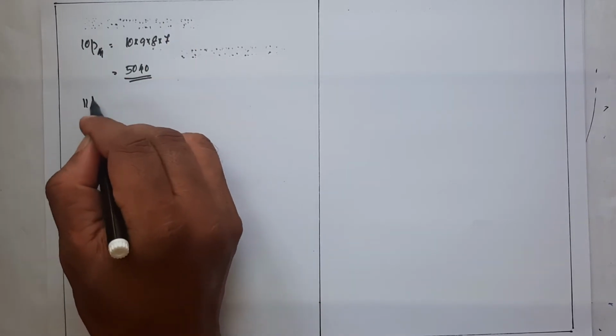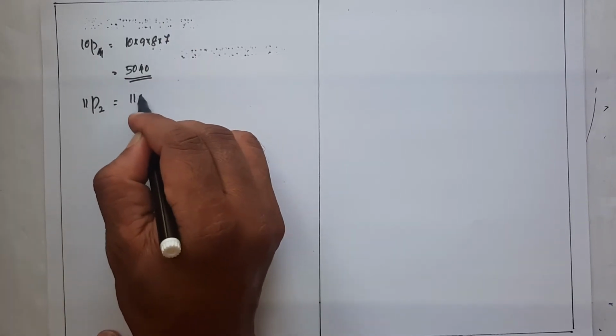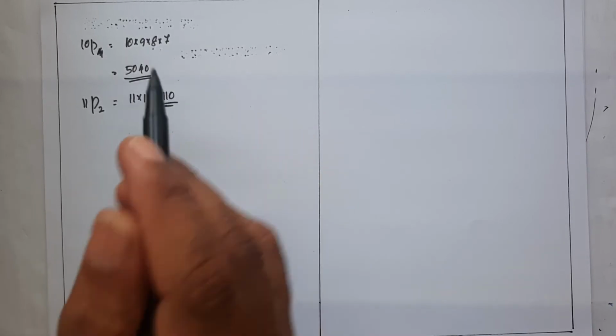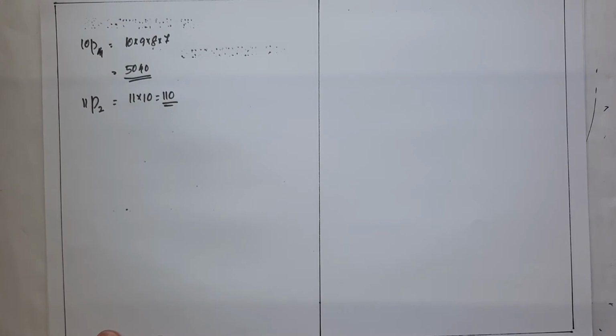And 11P2. How to find 11P2? That is 11 into 10. That's all. It is equal to 110. Okay. This is a simple method for finding the permutation of some digits.